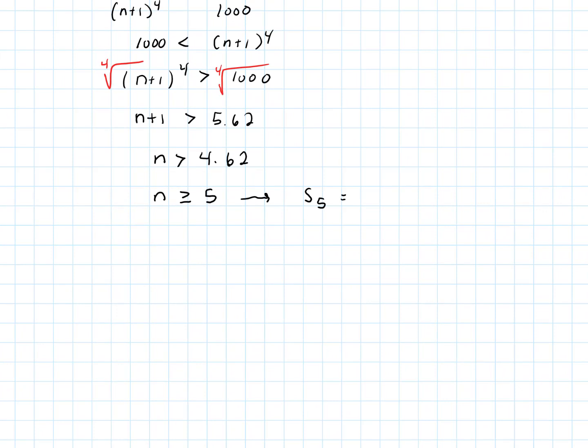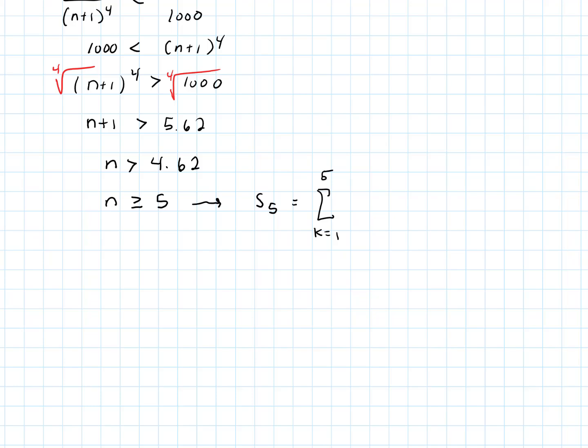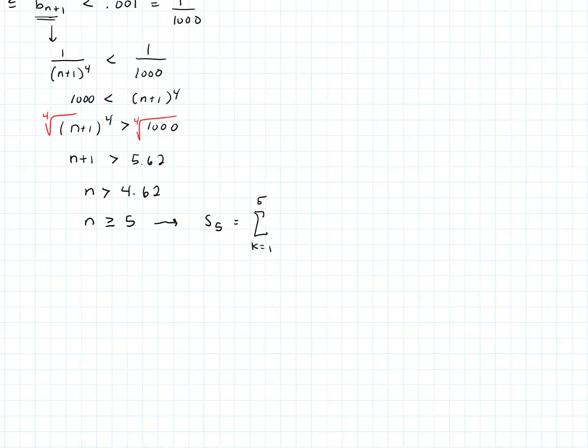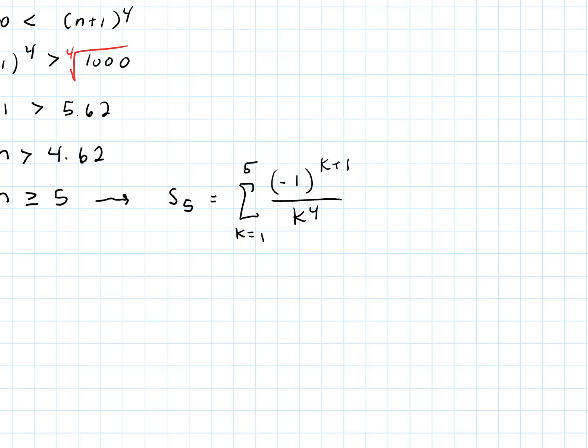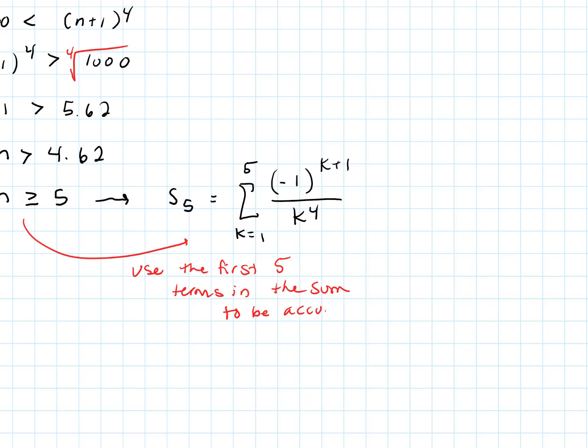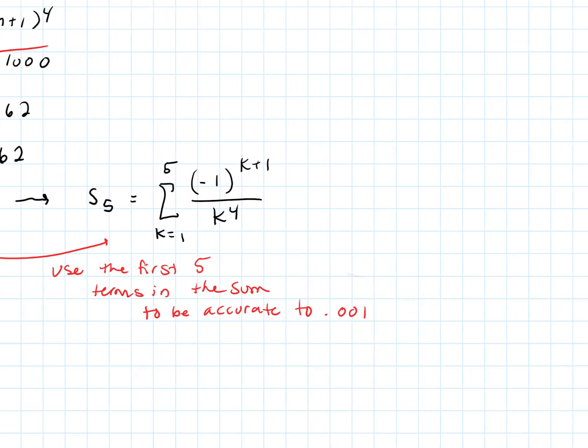So that means we need S5 in order to guarantee this accuracy. We need to add up the first 5 terms, going from k equals 1 to 5 of negative 1 to the k plus 1 over k to the fourth. That tells me I have to use the first 5 terms in the sum to be accurate to 0.001.